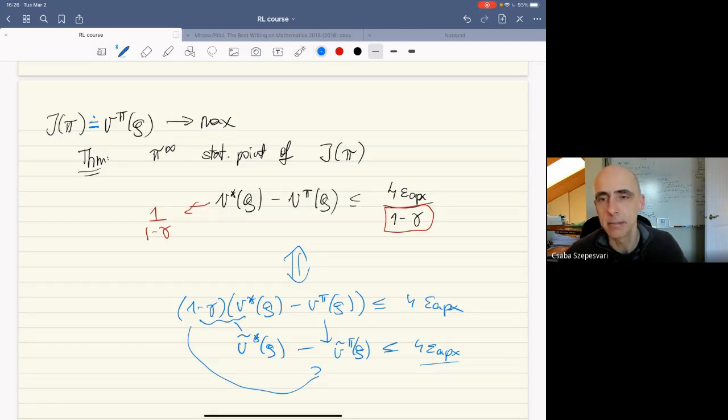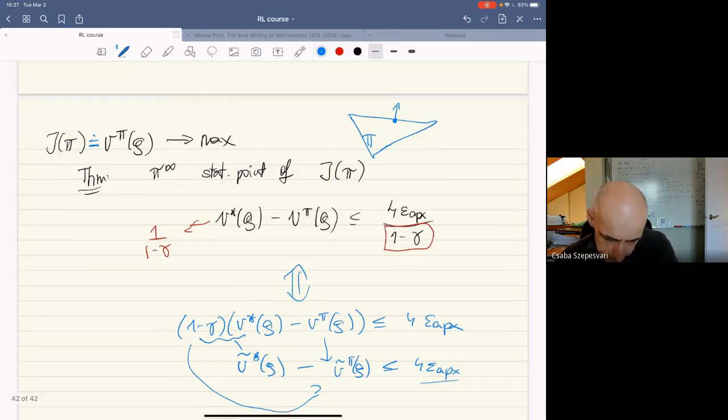So you might be at the boundary, but like the usual picture: you're here and the improvement directions must be orthogonal to the boundary of the space. So this is your policy space, pi. If you want to increase J, you would need to leave the space. You are not allowed to. You're at the maximum. So this is the result.